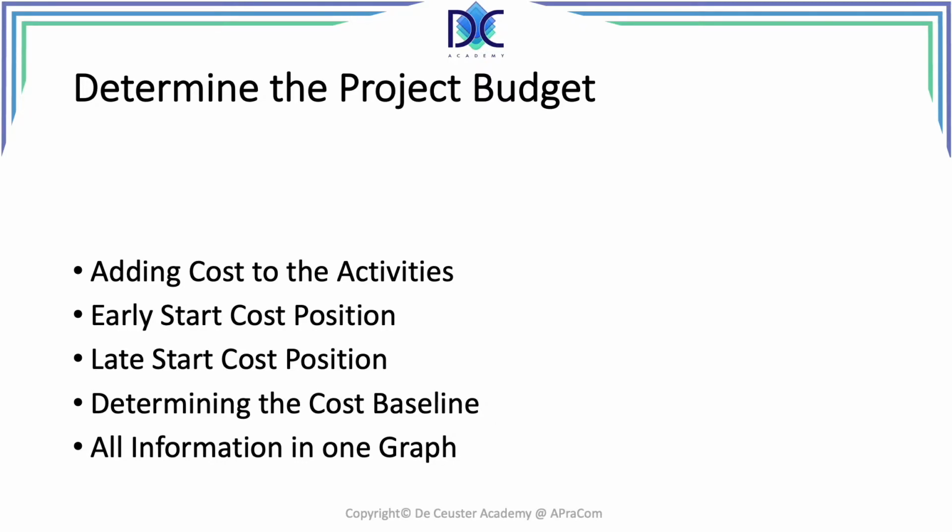Remember that we had a Gantt chart with all activities in early start and one with all activities in the late start. Once we have the schedule baseline, we can use the adjusted Gantt to determine the cost baseline, and finally we will compare all three different budget curves and define the critical path position of the project.